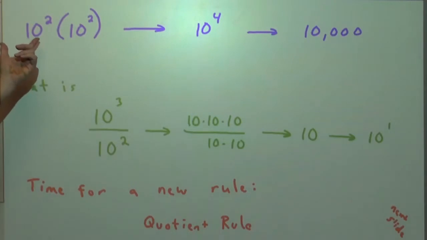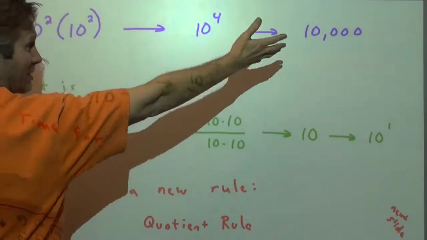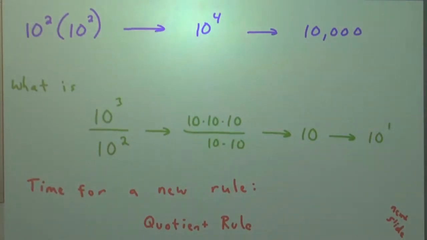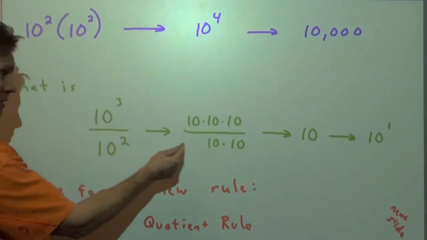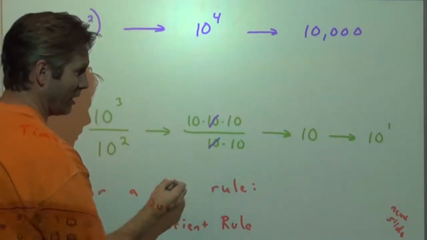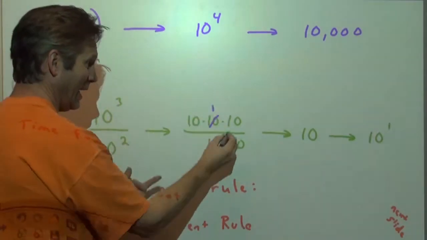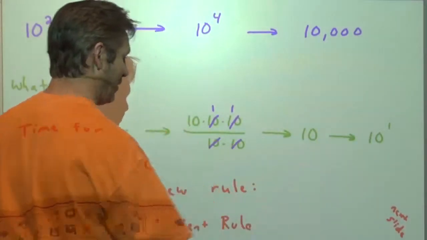Okay, so here we go. How many 10s are being multiplied? 2 there, 2 more there. Altogether 4 10s, and that's 10 to the 4th, that's 10,000. Now how about this? What's 10 cubed divided by 10 squared? Well, by golly, 10 cubed means 3 10s are being multiplied. This means 2 10s are being multiplied. So any one of these 10s divided by that equals 1. And this divided by this equals 1. 10 times 1 times 1 is 10, which is 10 to the 1st.